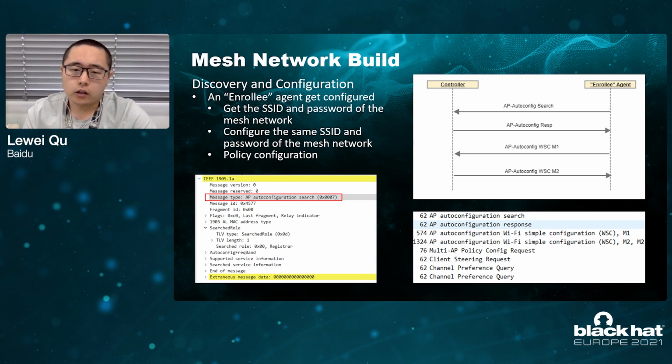Next, the controller is going to configure the enrollee device. It will pass some significant configuration parameters to the enrollee device, such as password, access control list, and channel of communication. This is implemented by the type AP auto configuration Wi-Fi simple configuration, as shown in the picture on the right hand. Just the two progresses, M1 and M2. At last, the enrollee device gets configured and transferred to the new role of agent and will act as a member of the mesh network. Here, the whole progress of network build is complete.